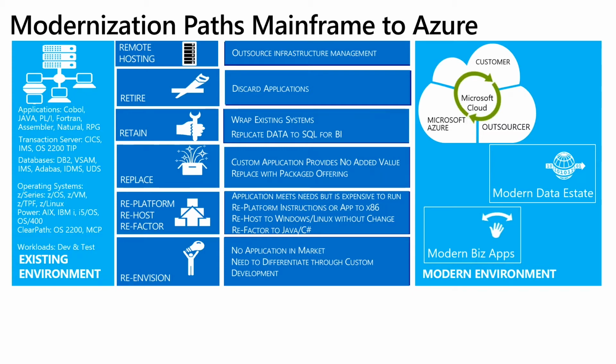These are the paths you can take, which is sort of our version of the Gartner 5 R's, but we added another one to make it 6, and that's called remote hosting.